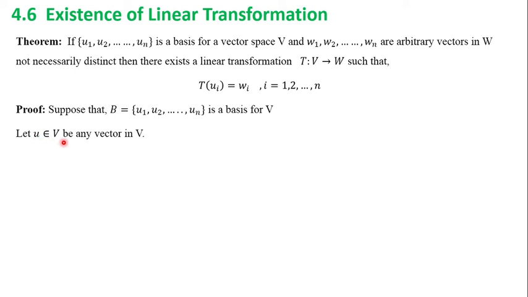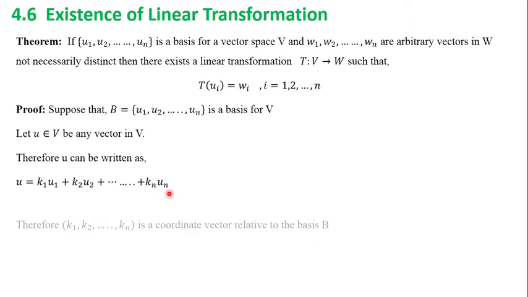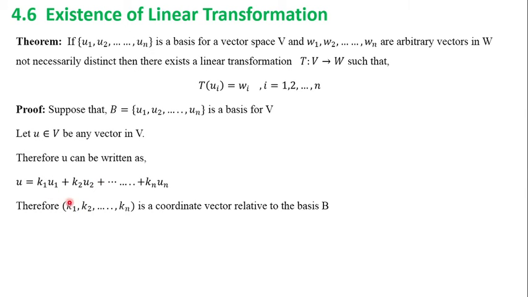So let u belonging to V be an arbitrary vector in V. Now, since B is the basis, u can be written as a linear combination of these basis vectors. So, you must have scalars k1, k2, etc. kn such that u equals k1 u1 plus k2 u2 plus etc. kn un. And the scalars k1, k2, etc. kn form an n-dimensional vector, and this vector is called the coordinate vector relative to the basis B. So we have a coordinate vector.